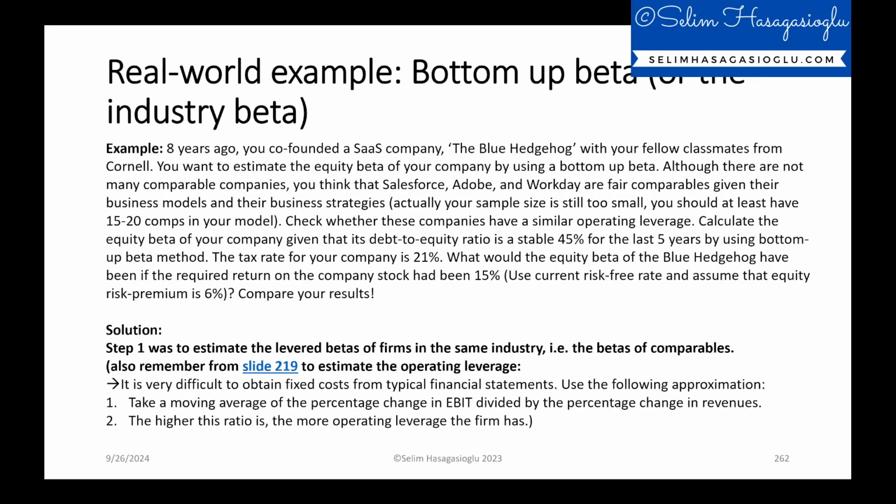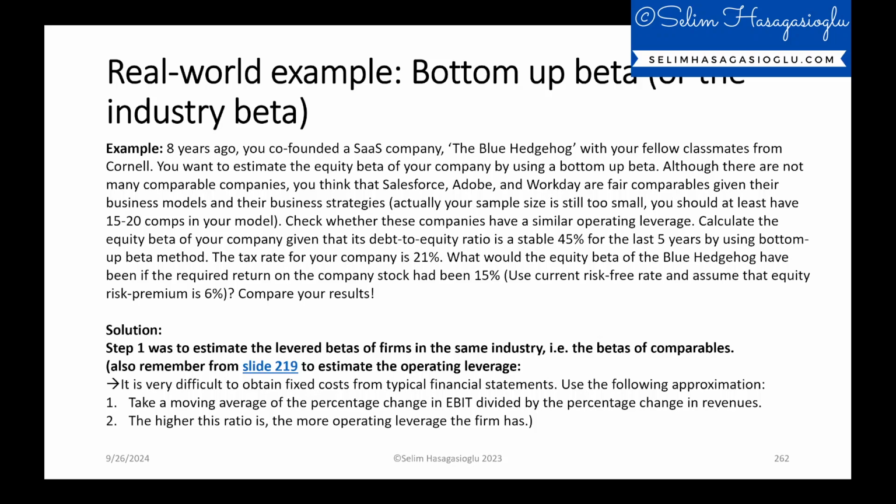Let's look at this real-world example. Eight years ago, you co-founded a SaaS company, the Blue Hedgehog, with your fellow classmates from Cornell. You want to estimate the equity beta of your company by using a bottom-up beta. Although there aren't many comparable companies, you think that Salesforce, Adobe, and Workday are fair comparables given their business models and their business strategies. Actually, your sample size is still too small. You should at least have 15 to 20 comps in your model, but for the practicality of this example, we will just stick with three comparable firms.